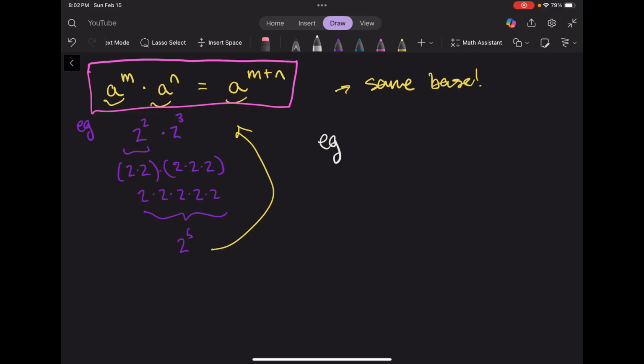Practice it on this example. I believe this might be 81, but I am not 100% sure. I know it's going to be like 27 times 3. Yeah, okay, 81. Let's move on to the next exponent rule.